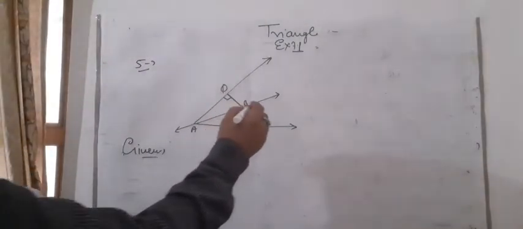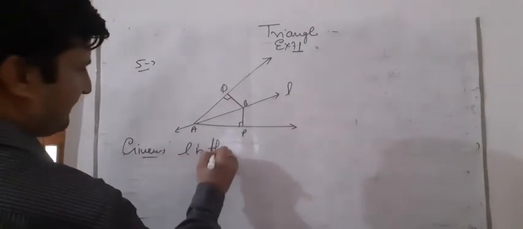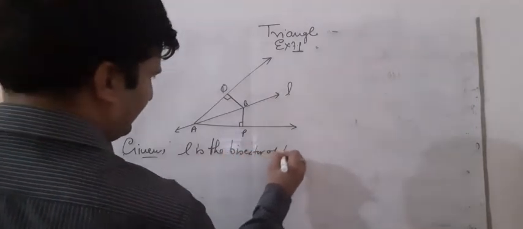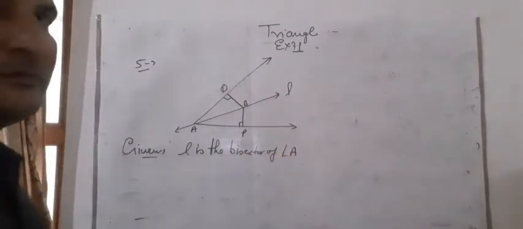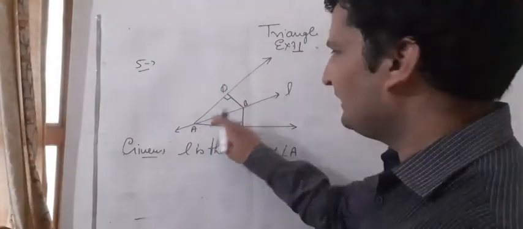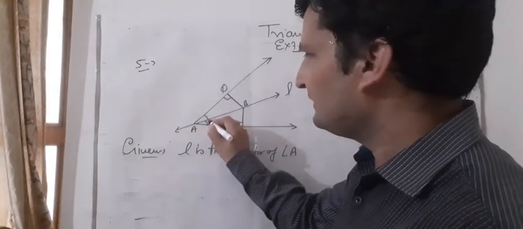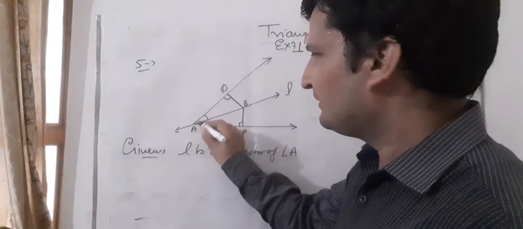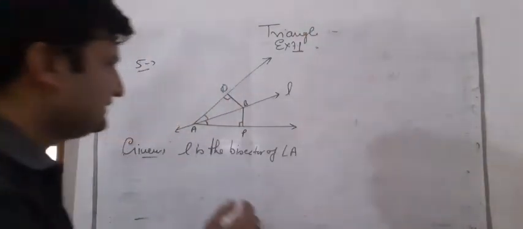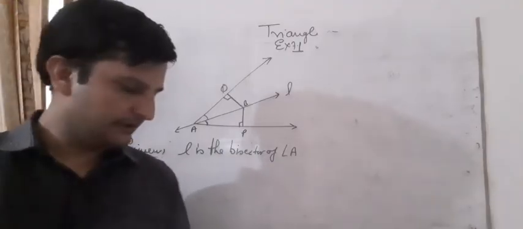So this line name is L. L is the bisector of angle A. Students, one thing that you have to understand, L is the bisector of angle A. Bisector of angle A means this will divide it into two equal angles. Bisector means it is given that this angle is equal to this angle. Now it is simple, now how to prove it.